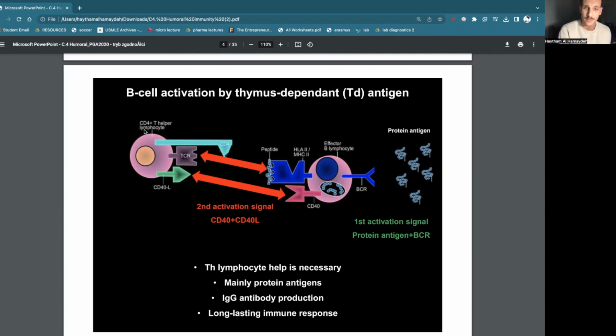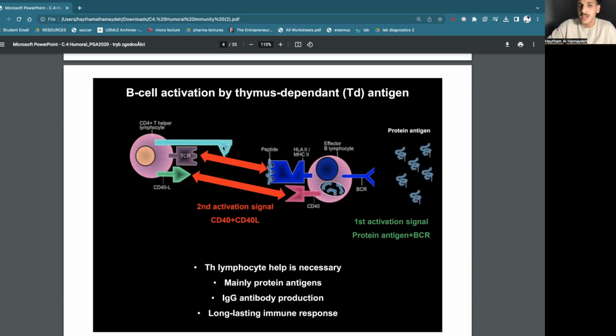Now let's go back to activation. The CD4 T helper cell would cause the second activation signal by shaking hands with the B cell in three ways. The first way is, as we know, the TCR binds to MHC2.